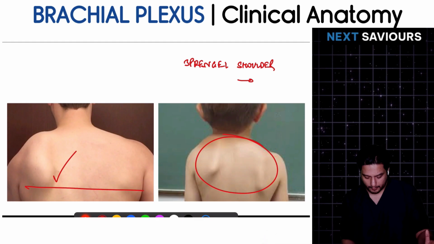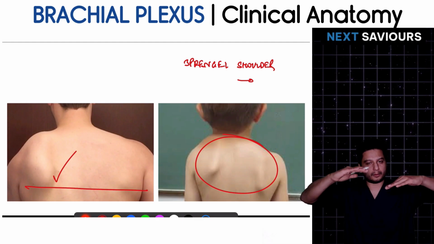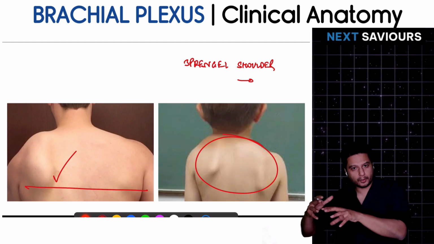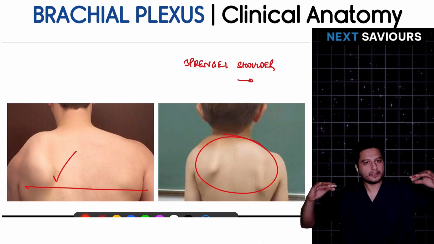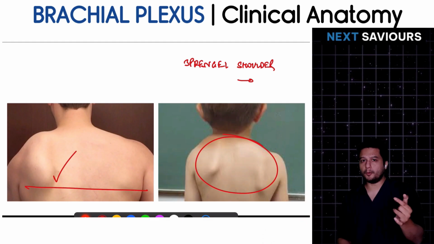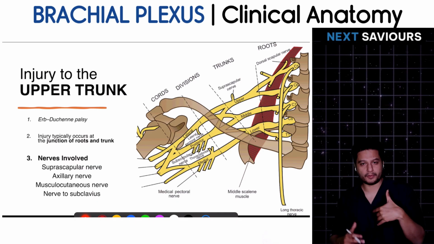And in winging of a scapula, obviously it is not an abnormality of asymmetry at the level of the scapula, so both of them are going to be at the same level. I hope you have understood everything related to winging of a scapula.